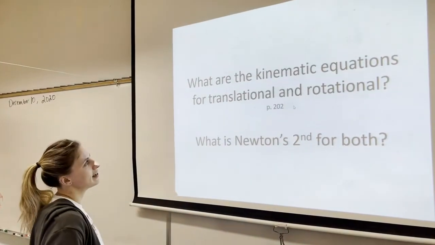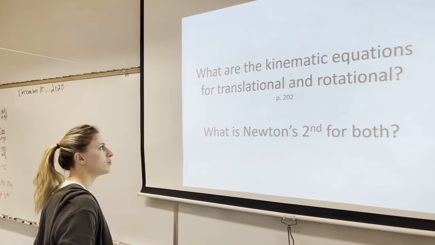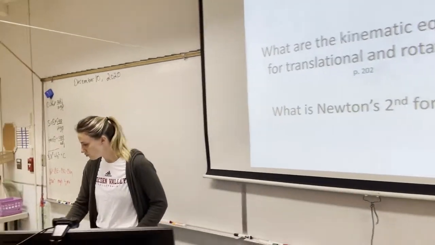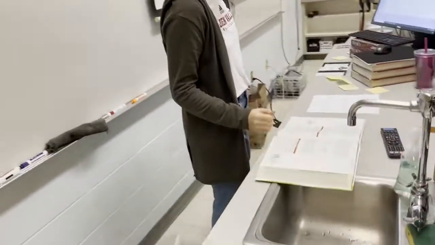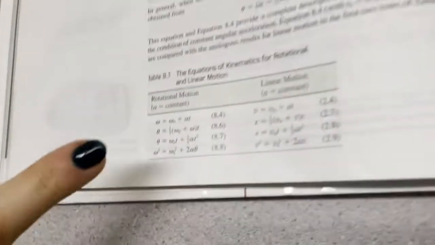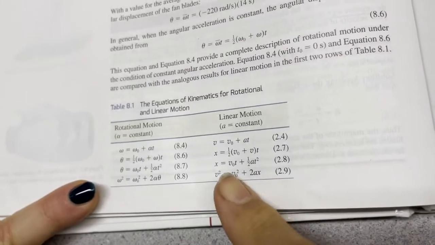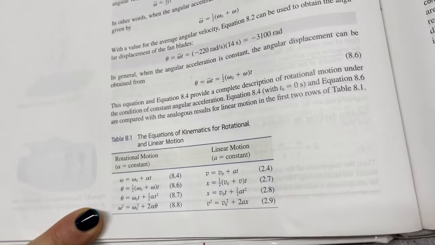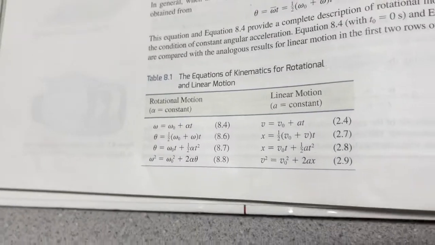What are the kinematic equations for translational and rotational motion? Page 242. You guys should have these written down already. They had that little matrix for the homework. Right, so these are our equations. These are the ones we did back in October. Translational, rotational. Here are the ones we just did, and they're just parallel universes.